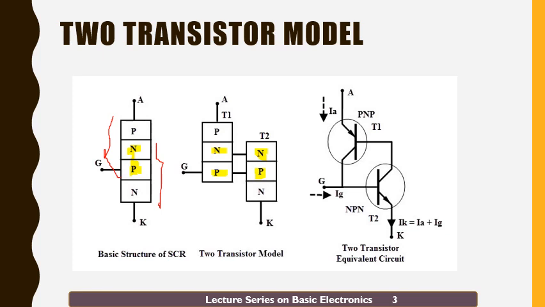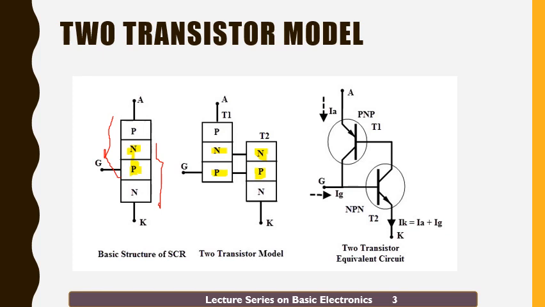So we have two transistors, and this is called the two transistor model of the SCR. These are two separated transistors, and they will operate in a similar way to how your SCR works.